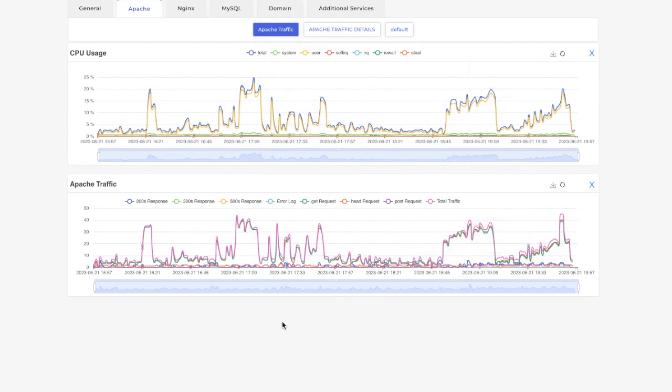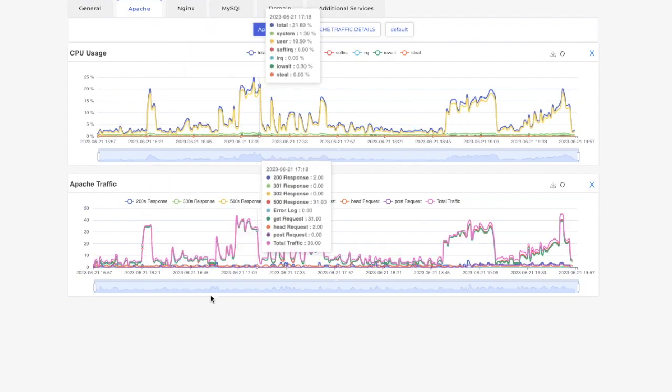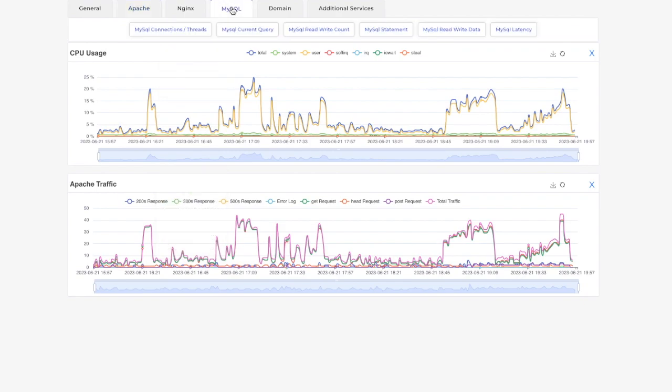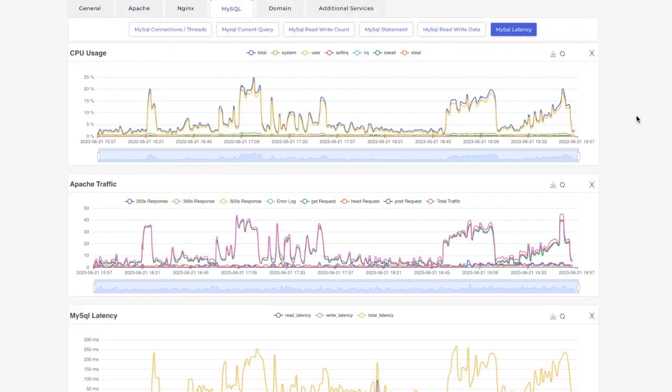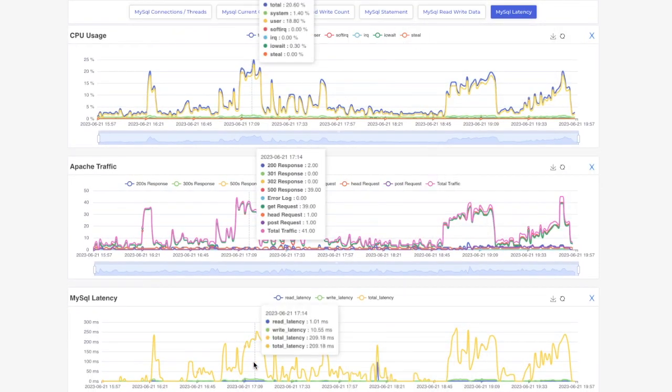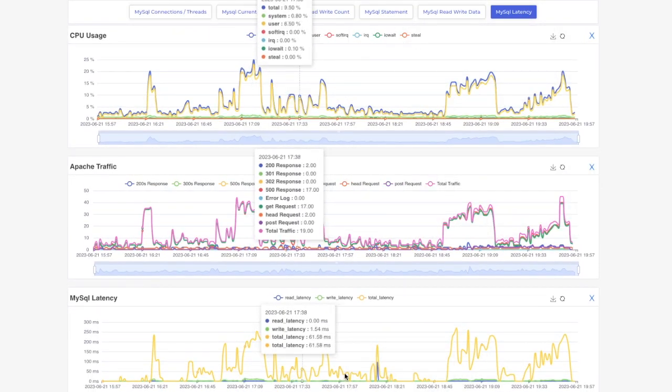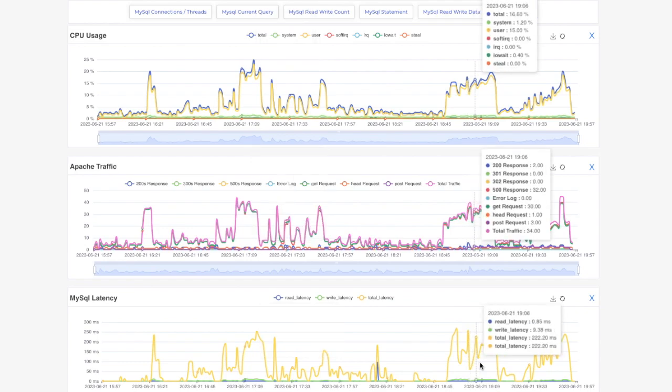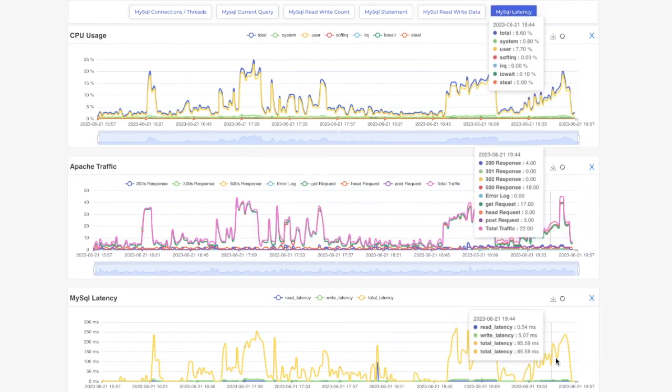We had observed that MySQL was also using some CPU, so we can add the MySQL latency chart. We can clearly see that even this is closely related to variations in the CPU chart.